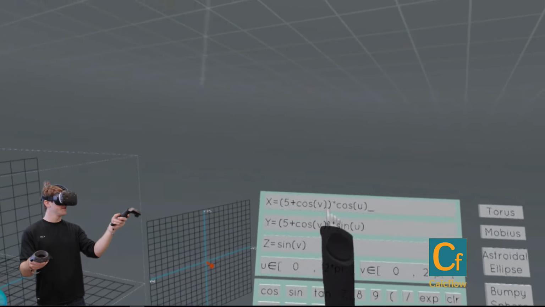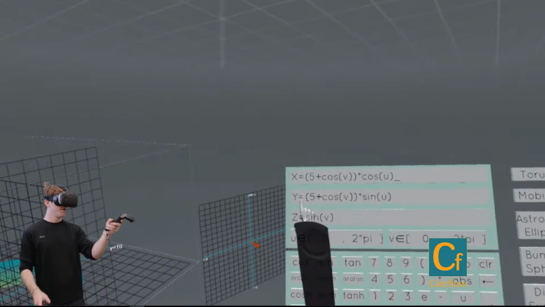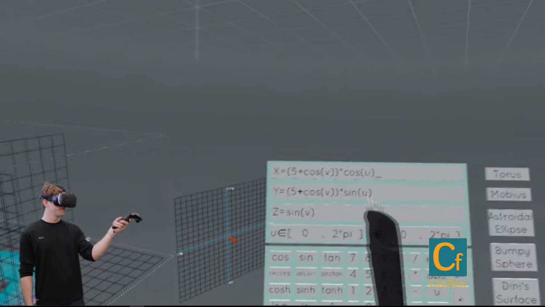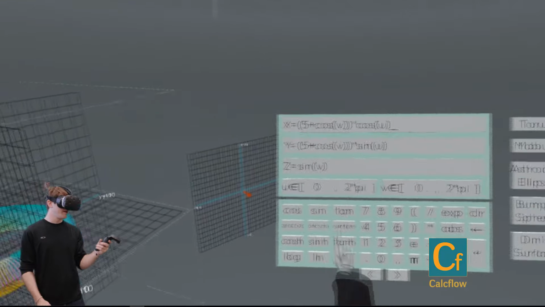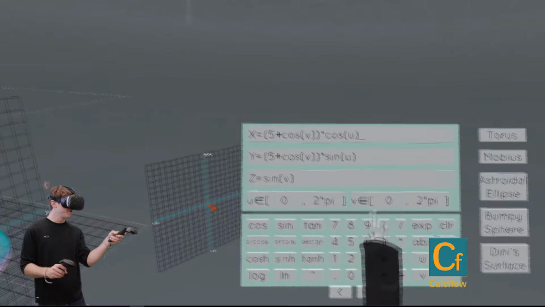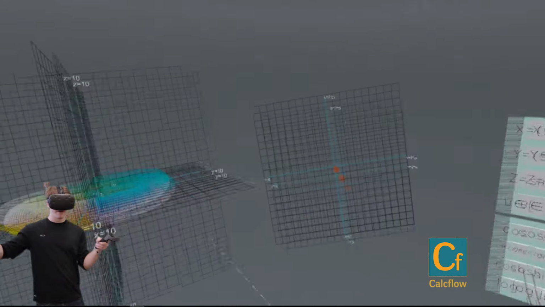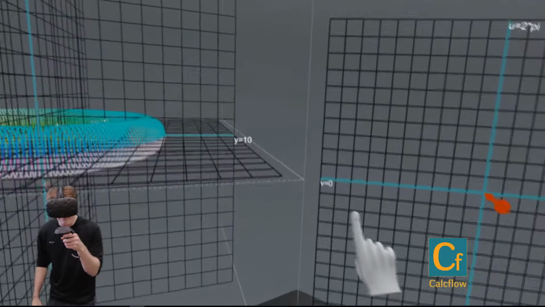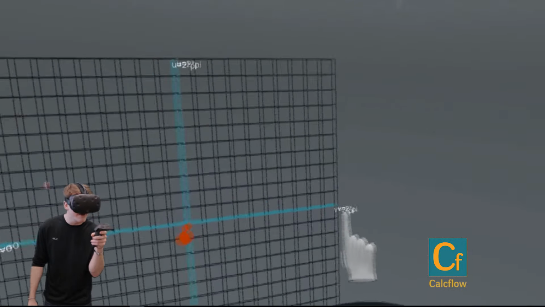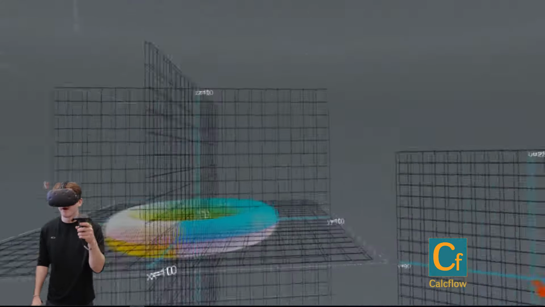5 plus cosine v times cosine u, y equals 5 plus cosine v times sine u, and then z equals sine of v. So this uv parameterization, we have u going from 0 to 2 pi and v going from 0 to 2 pi. And we could see that over here, where v goes from 0 to 2 pi, and u goes from 0 to 2 pi.